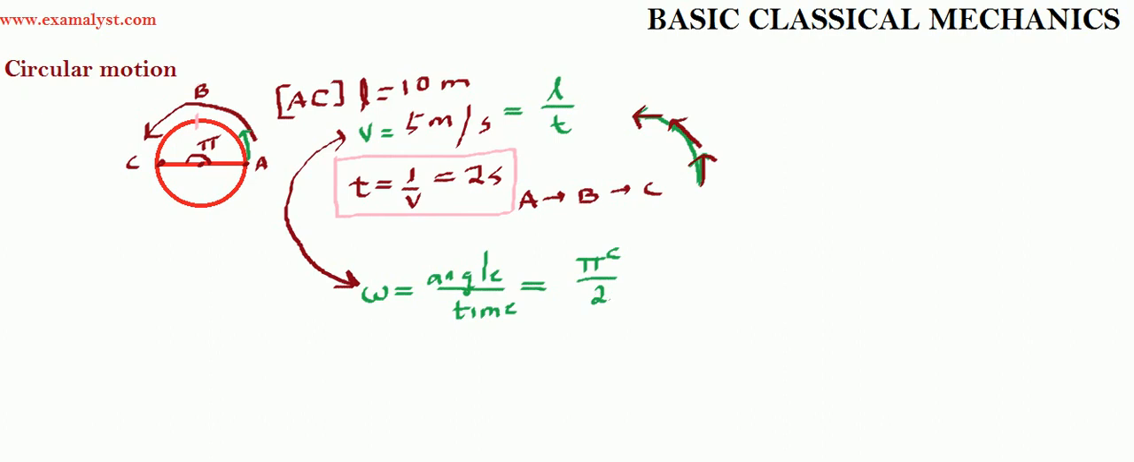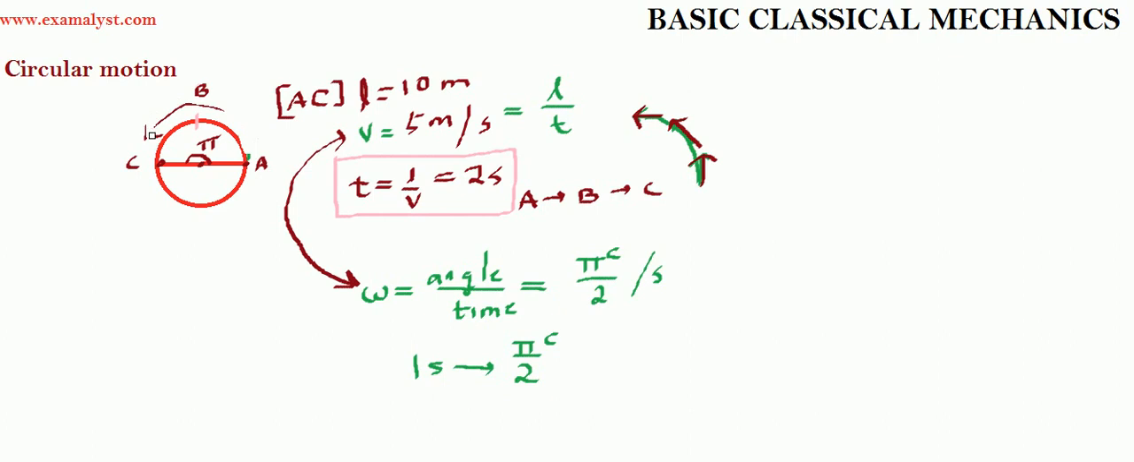So what is the angular velocity? It is pi by 2 radian per second. It means in every 1 second, how much angle is he covering? In every 1 second the person is covering pi by 2 radian. Let us see if it is true or not. So let me clear the diagram a bit.